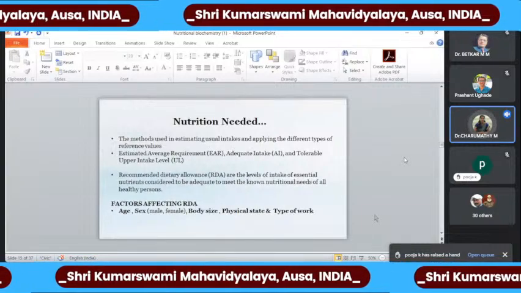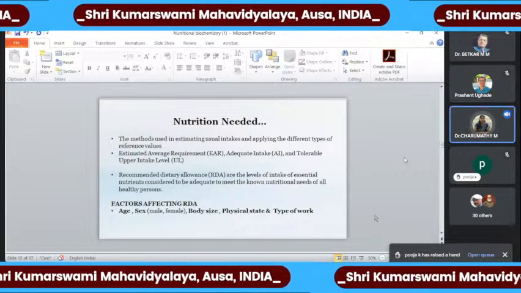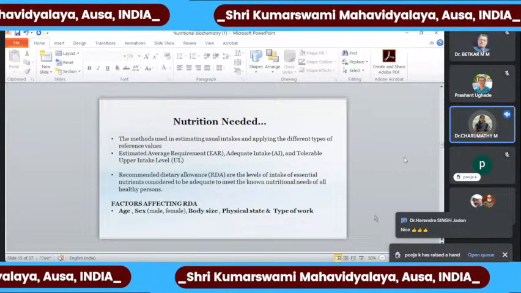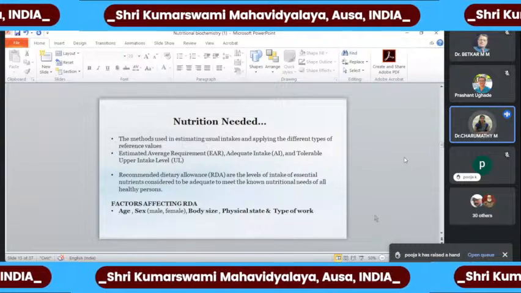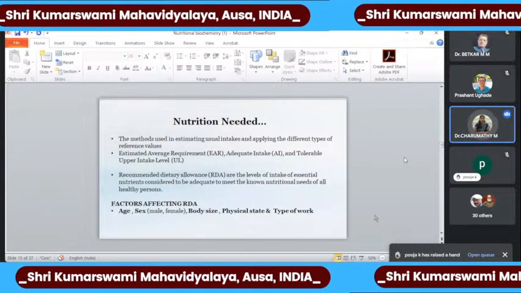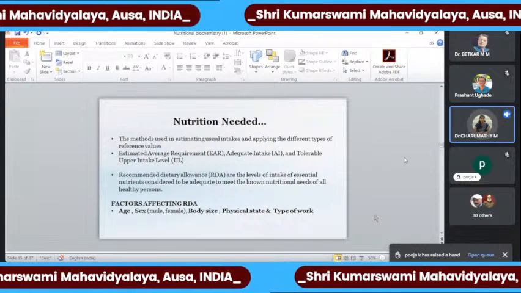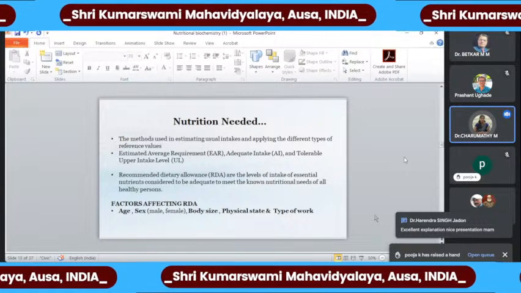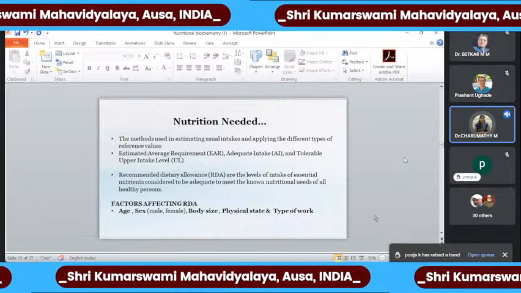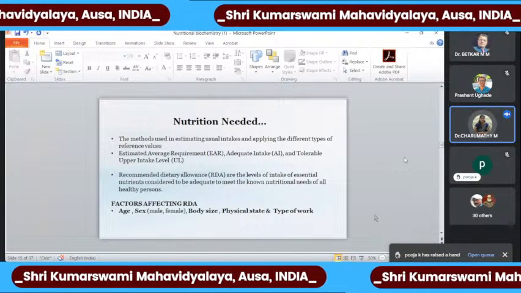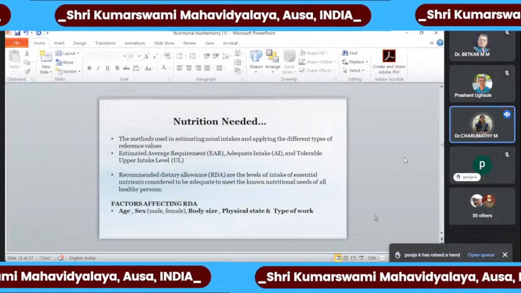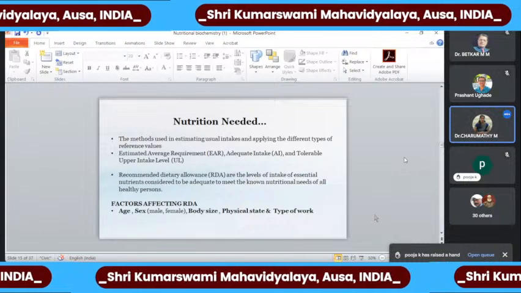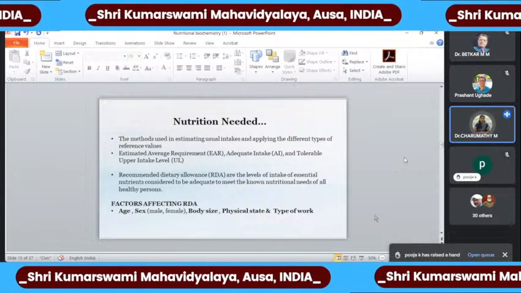So, nutrition is needed. In nutrition, there are methods that estimate the intake of different types of reference values: estimated average requirement, adequate intake, and tolerable upper intake level. Those are the methods. And the recommended dietary allowance is the level of intake of essential nutrients considered adequate to meet the nutritional needs of all healthy persons. So that is the RDA. Factors affecting RDA are age, male or female, body size, physical status, and type of work.